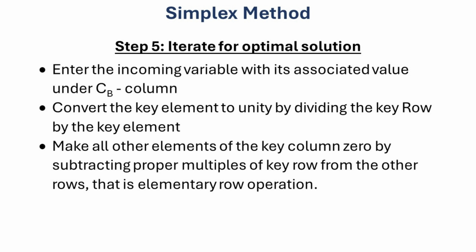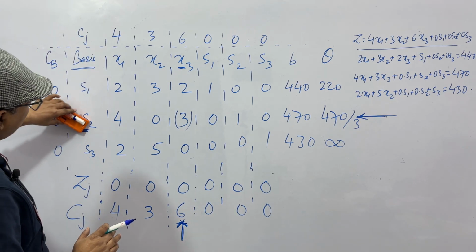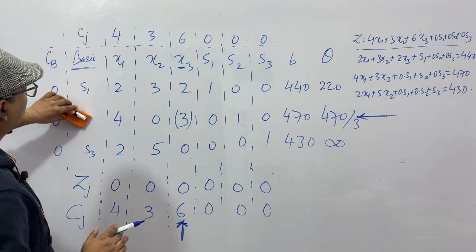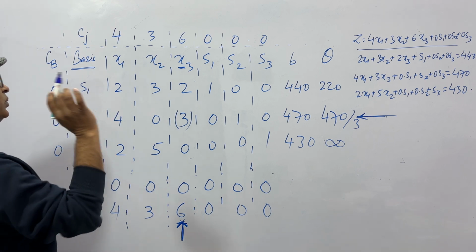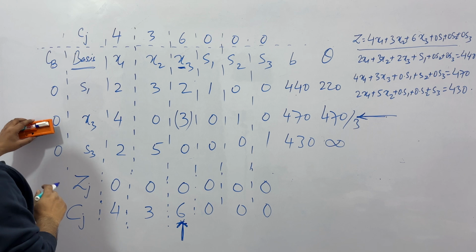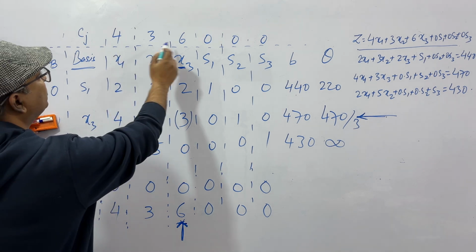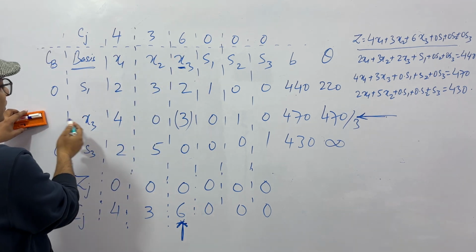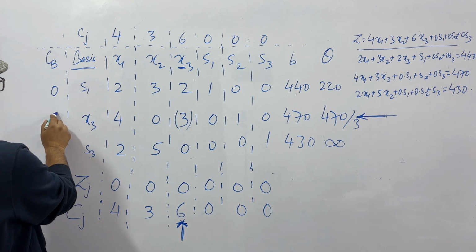So what we'll do, this s2 will be out now. S2 out means it becomes a non-basic variable, that is s2 equals 0, and x3 will come to this point. When x3 comes, we'll have to put its coefficient. The coefficient of s2 was 0. The coefficient of x3 is 6.